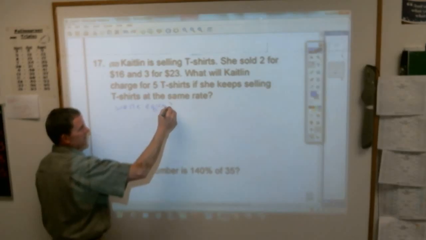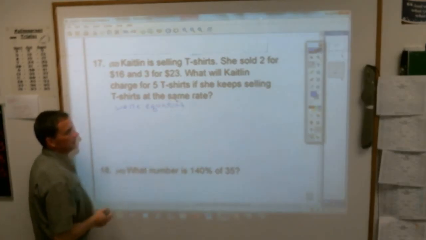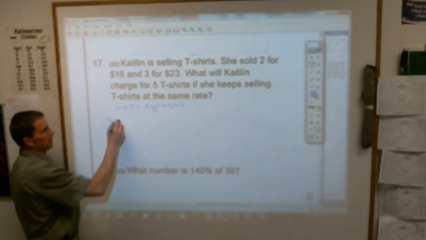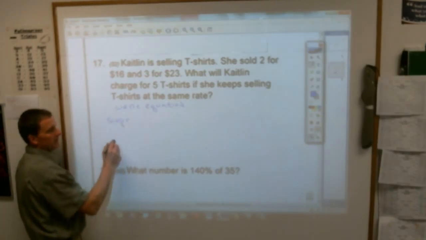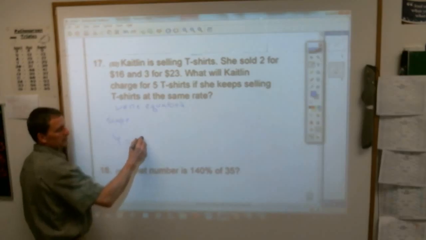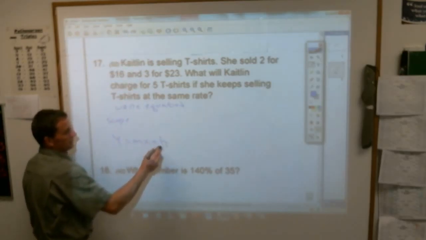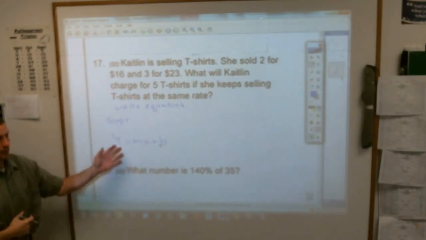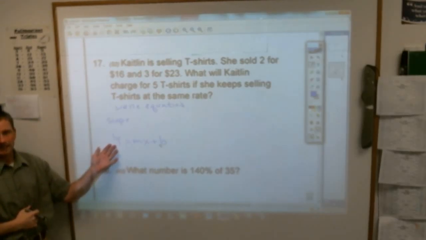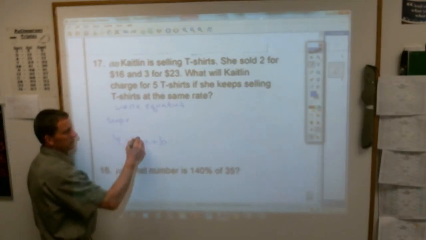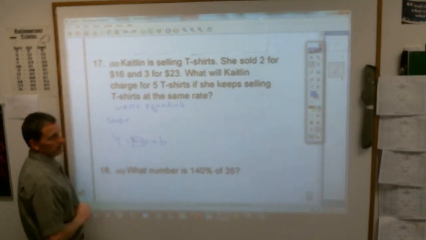And you can't write an equation until you find out what the slope is. What you're looking to do is to write one of these, a linear equation in slope-intercept form, so that you can plug any number into it to find the answer. In order to do that, the first thing you need to do is find the slope.